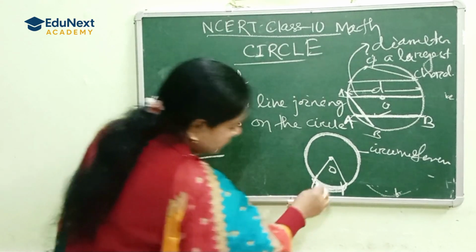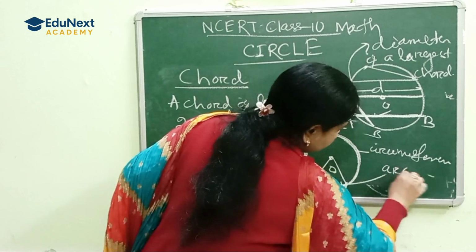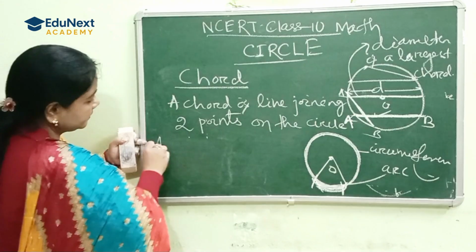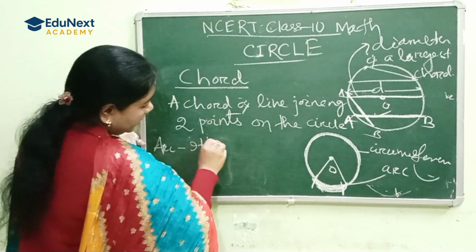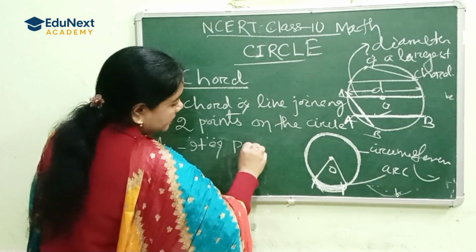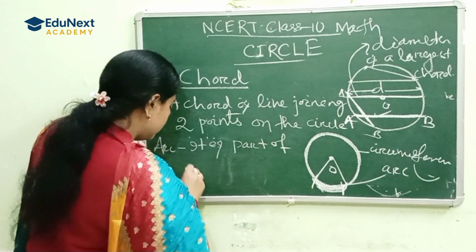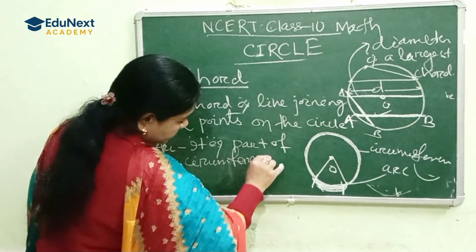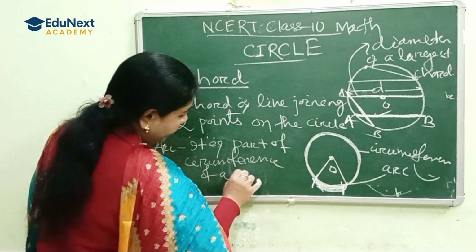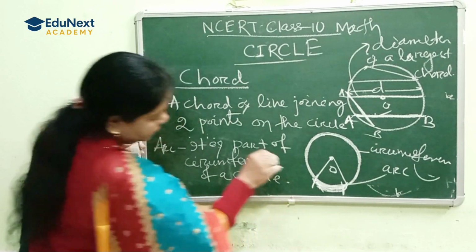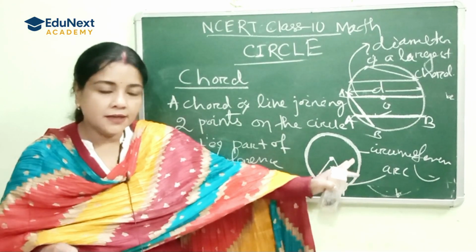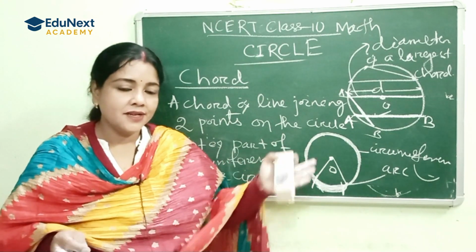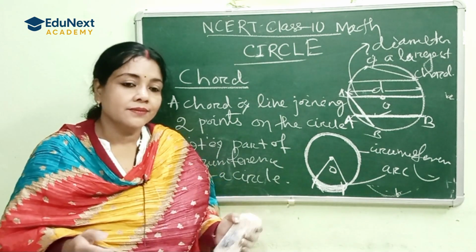Okay, so this is arc. Arc is a part of the circumference of a circle. Okay, understand? Understand about radius, diameter, your chord, your arc, right? Now let us discuss about the sector.